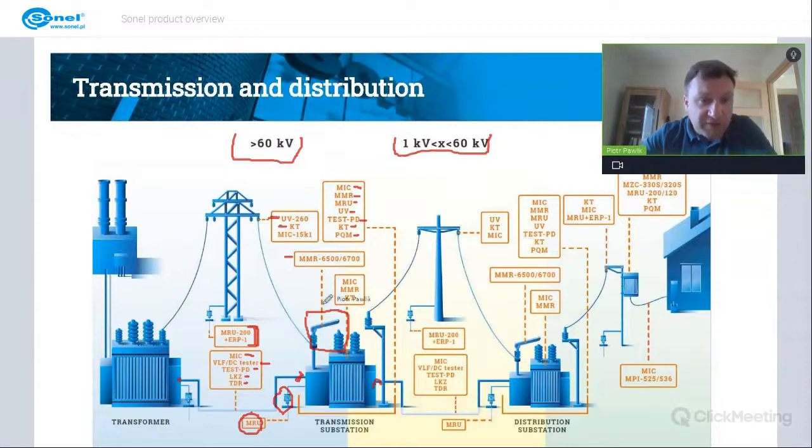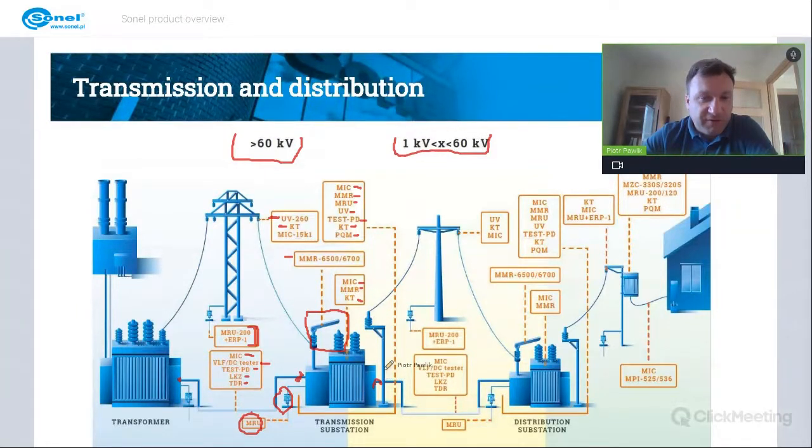Now, as we look at the transformer itself, well, we can check here the insulation resistance of the windings. So that's MIC meters. We can check with micrometers the continuity, and we can use thermal imagers, so the KT series, to make sure that there are no overheating elements. All right, so that was the transmission substation.